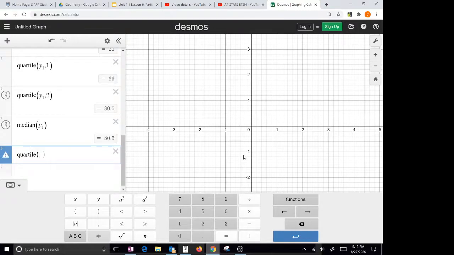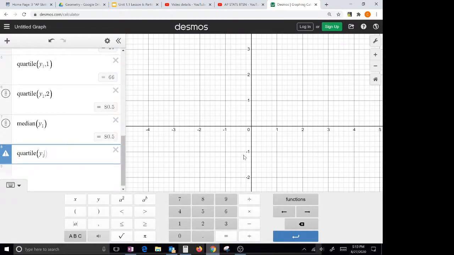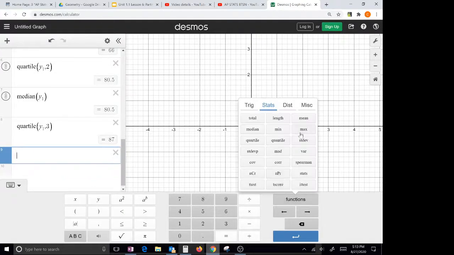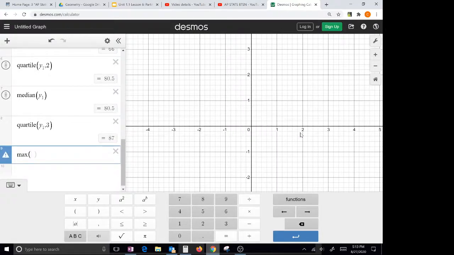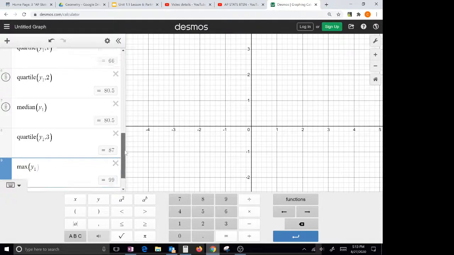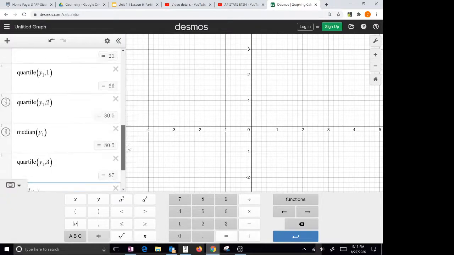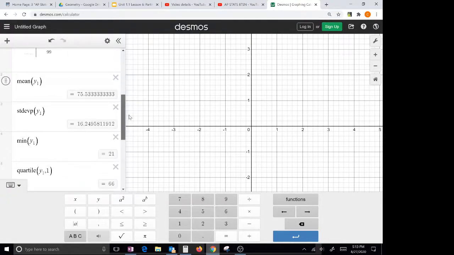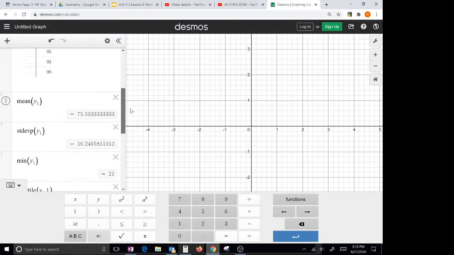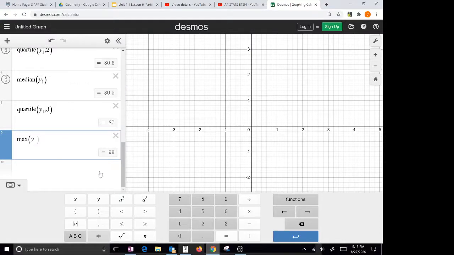If I want my third quartile, y1 comma 3, there's my third quartile, and I can get my max as well. So there's my 5-number summary, as well as mean and standard deviation, all very easy.